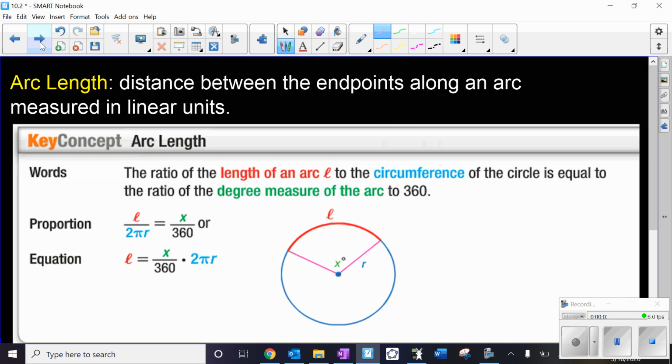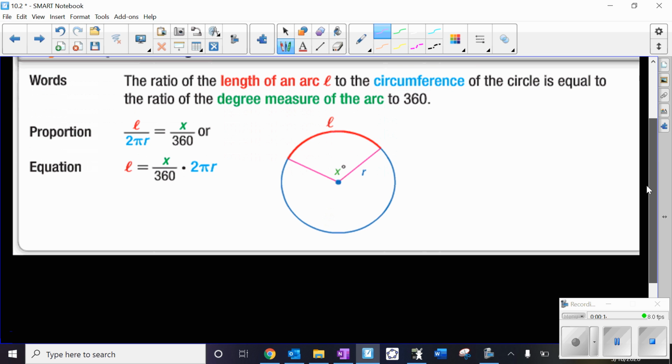The last thing in section 2 is looking at length. There's a difference between arc measure and arc length. Measure means that I want a degree measure. I'm going to put that down here. Measure means degree.